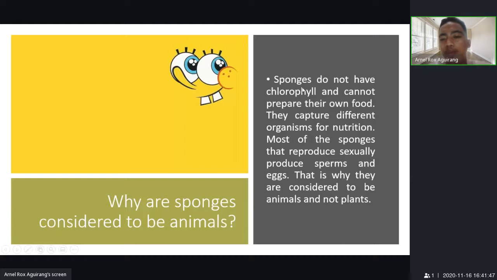So, why are sponges considered to be animals? It is simply because they don't have chlorophyll with which they can process their own food, and they are heterotrophs. They capture other organisms for nutrition. Most of the sponges reproduce sexually and produce sperm and eggs. That is why they are considered to be animals, not plants.